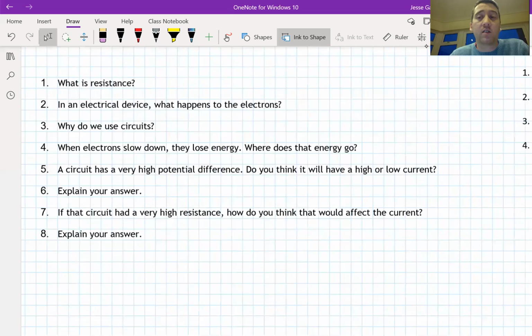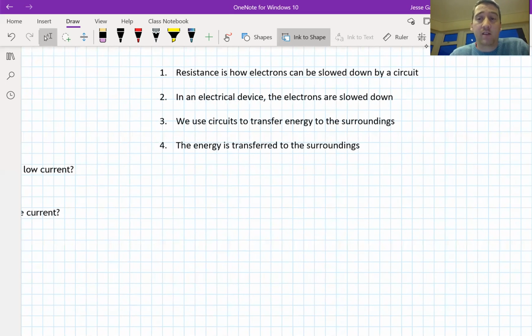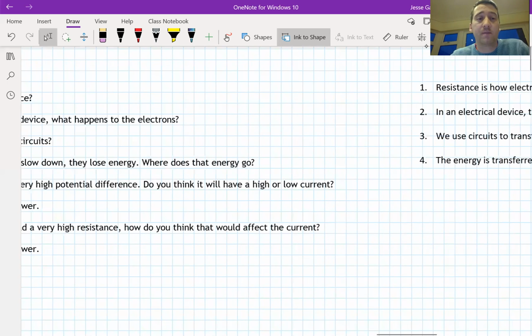How do we use circuits? What do we use them for? We use circuits to transfer energy to the surroundings. So we take energy from inside the circuit and put it to outside the circuit. It might be light, it might be heat, it might be sound, it might be a combination of all of them things, but we're trying to transfer energy to the surroundings.